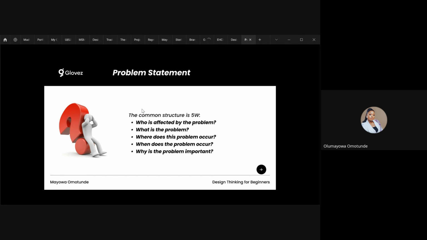You need a problem statement to make it easy to identify every loophole in the problem you are trying to address. So the common structure is usually these 5 W's. Who is affected by the problem? We've addressed that. We've identified some stakeholders like the drivers, the conductors, the agberos, passengers, and every other stakeholder involved. Through your research, you've understood; sometimes, the first time, you might not identify all the problems.